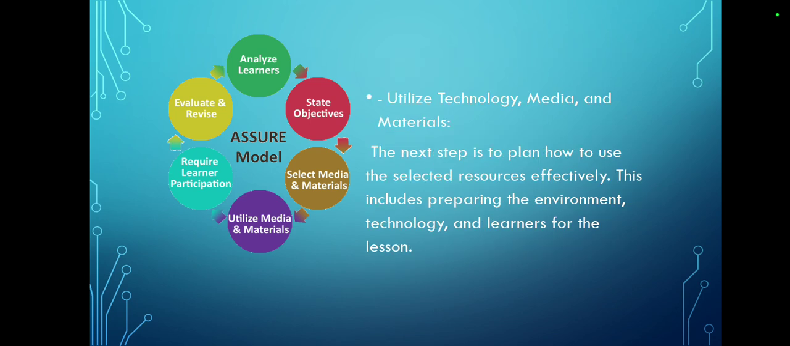And then for the letter U, utilize technology, media, and materials. So the next step is to plan how to use the selected resources effectively, and this includes preparing the environment, technology, and learners for the lesson. So in this part, we need to utilize technology, media, and materials. We need to plan how to use the selected resources effectively. With effective use, we can see that it has a good result.